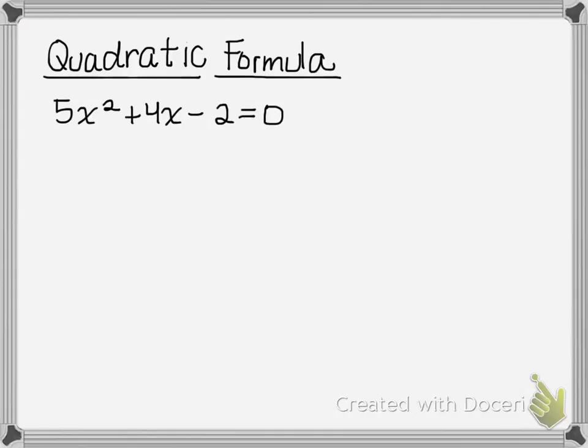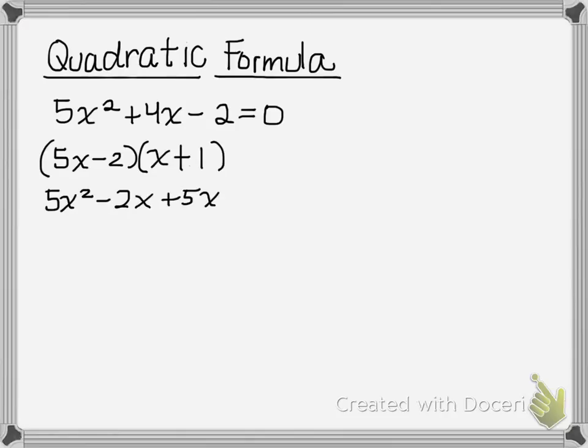Something that you may have done in the past is try to factor it. So if I set up a FOIL, and let's just say I was going to try this with a +1 and a -2. We know that's not going to work, but let's look at it. If we check it, we'd get 5x squared minus 2x plus 5x minus 2. The problem is that we've got the 5x squared and the minus 2, but here we've got a 3x. Minus 2x plus 5x is 3x. We need it to come out to 4x. The fact of the matter is that I'm not going to be able to factor this expression.